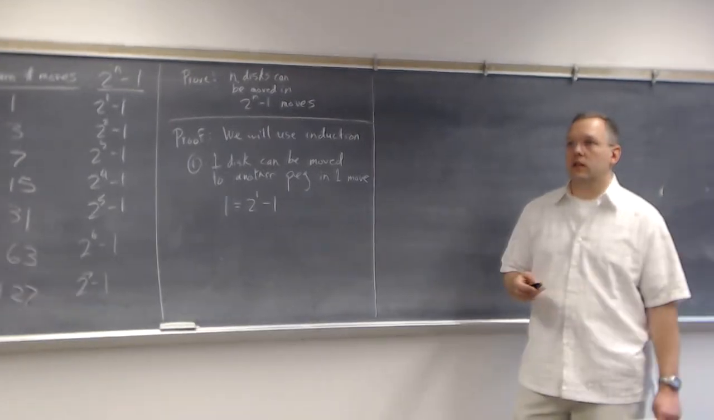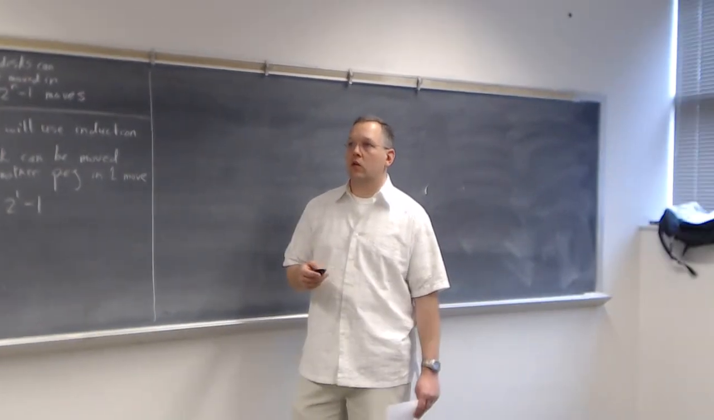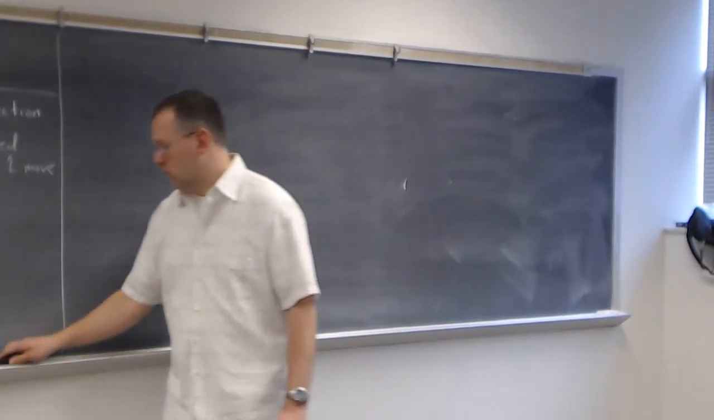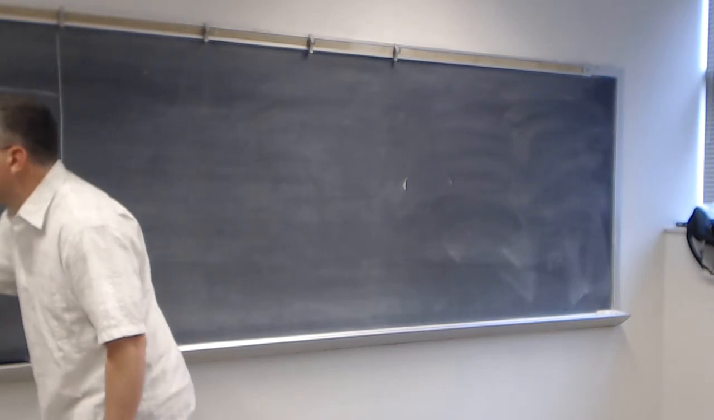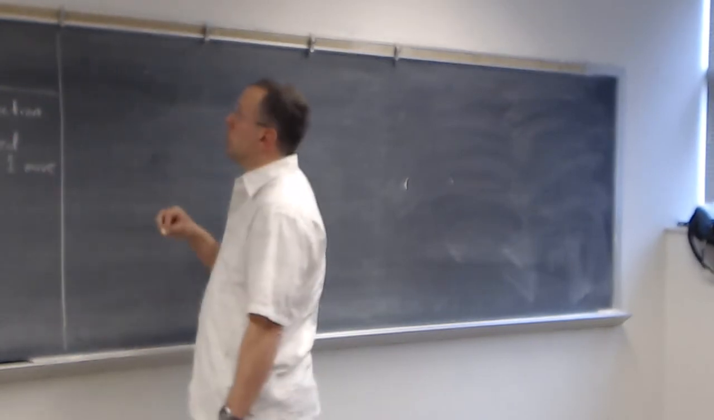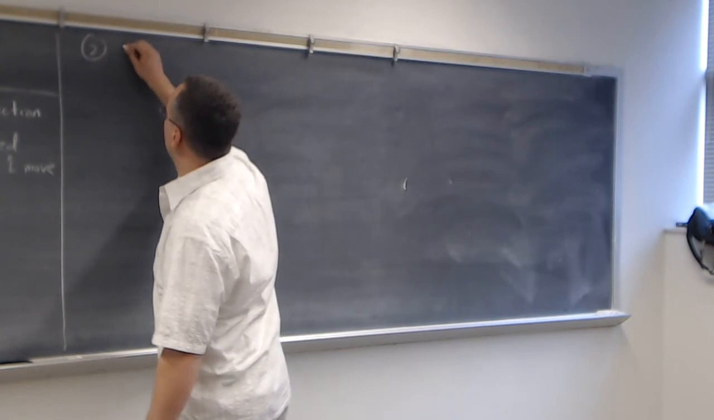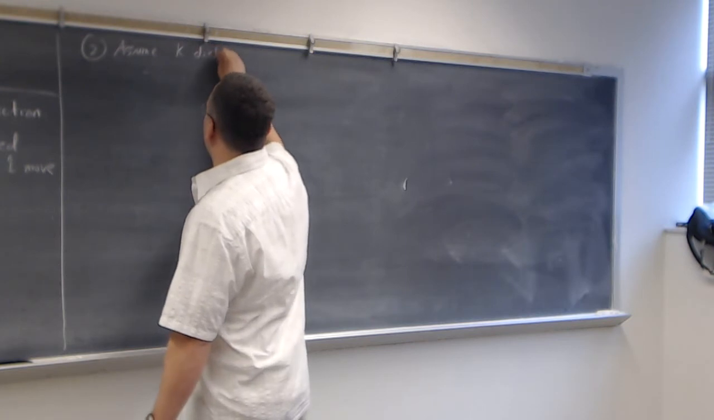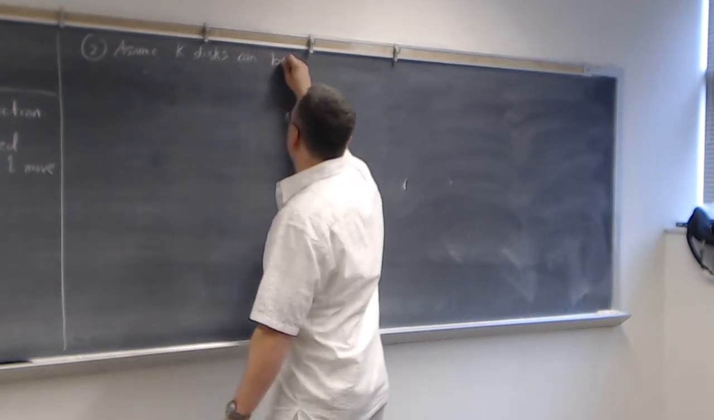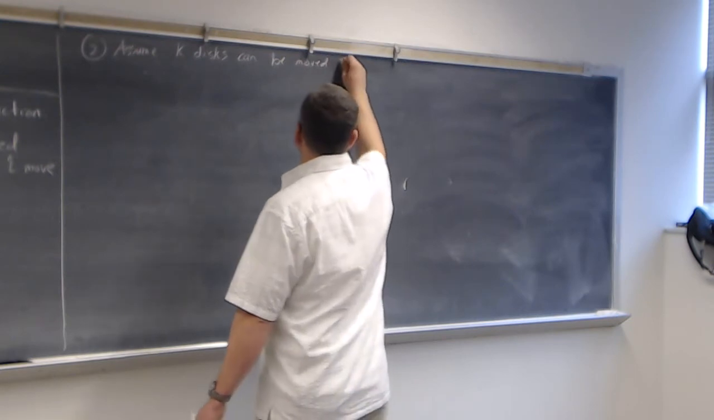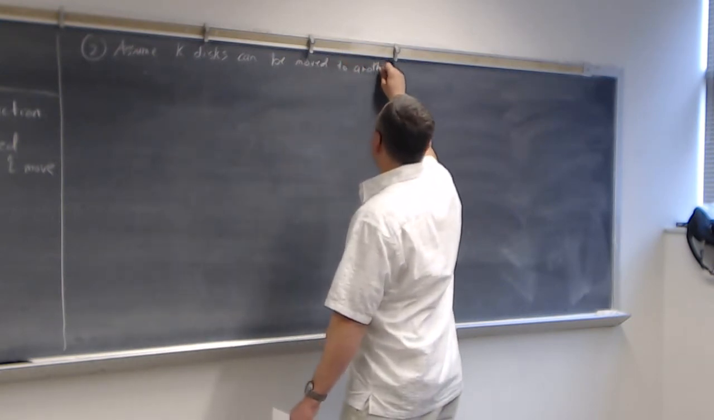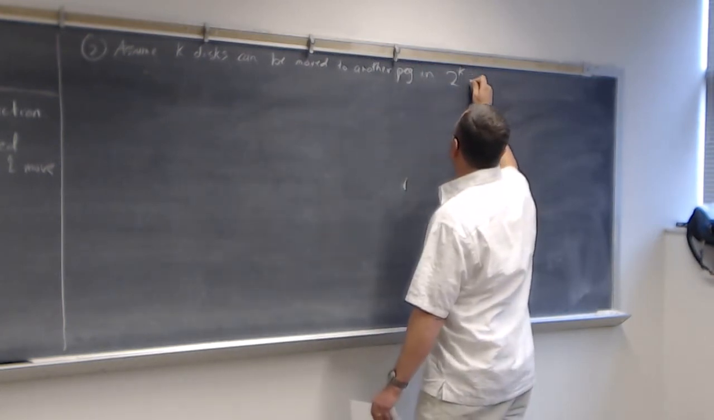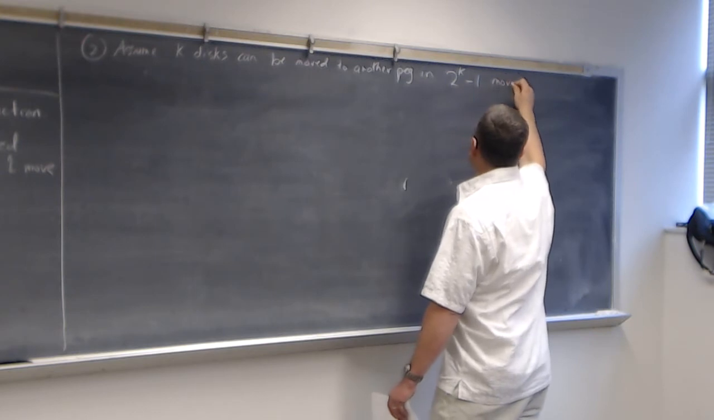So let's talk about the inductive step. Now we're going to assume that this game with k disks can be solved in 2 to the k minus 1 moves. Okay? So now assume k disks can be moved to another peg in 2 to the k minus 1 moves.